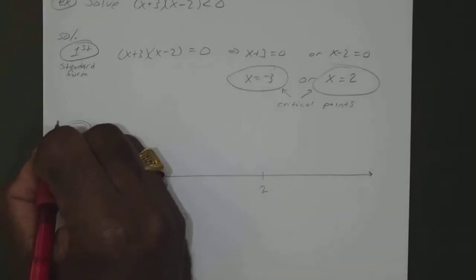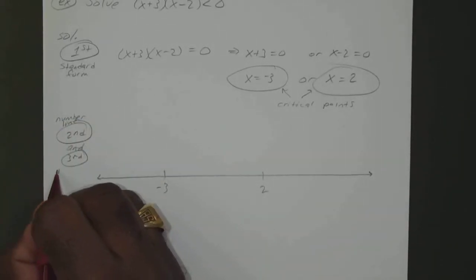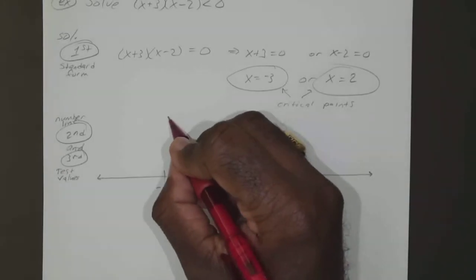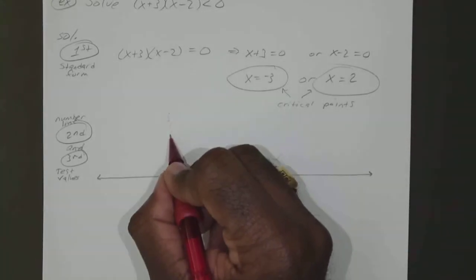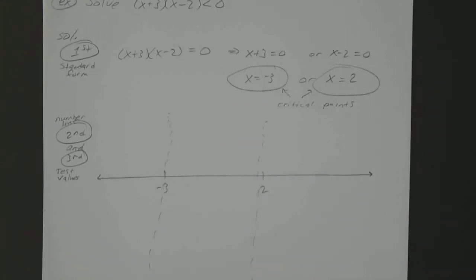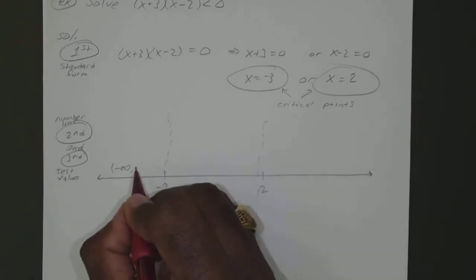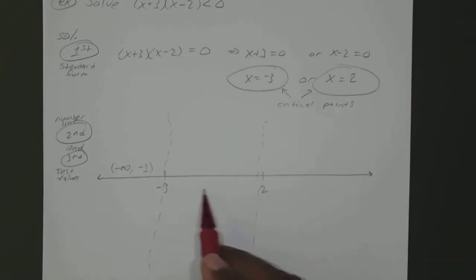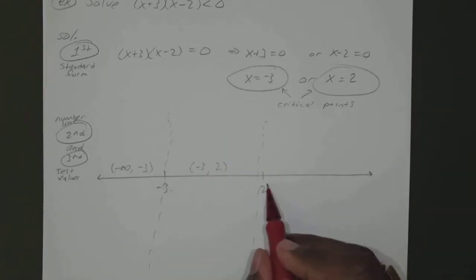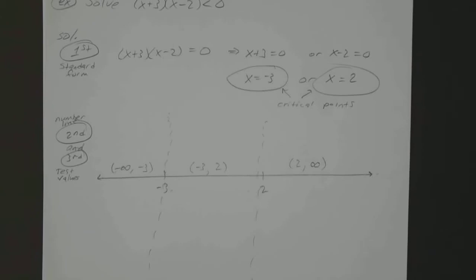Okay, so remember your second step is the number line. And your third step, you're going to pick test values. So you're going to pick numbers in between there, which means you can't pick -3 and you can't pick 2. So this interval here is from -infinity all the way to -3. In between here, it's from -3 to 2. And this here goes from 2 to infinity. So that's where you're going to pick your test values from.